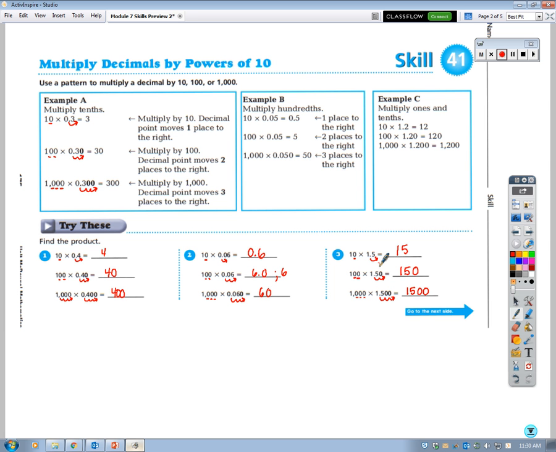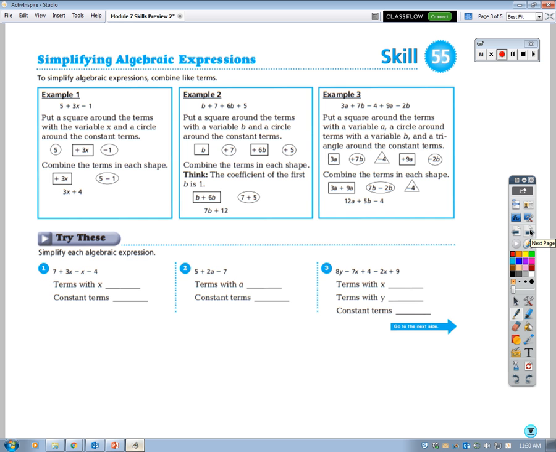Moving on to Skill 55. Skill 55 is simplifying algebraic expressions. Now this is going to maybe be a little bit longer explanation because a lot of us have not done this in a while and many of us don't remember how to do it. So what they do is they identify common variables here. They identify their constants and their variables. So let's go ahead and walk through each of these examples because I think it will be helpful.